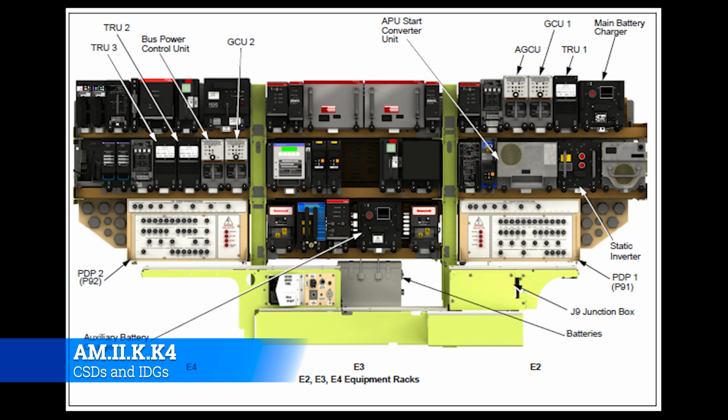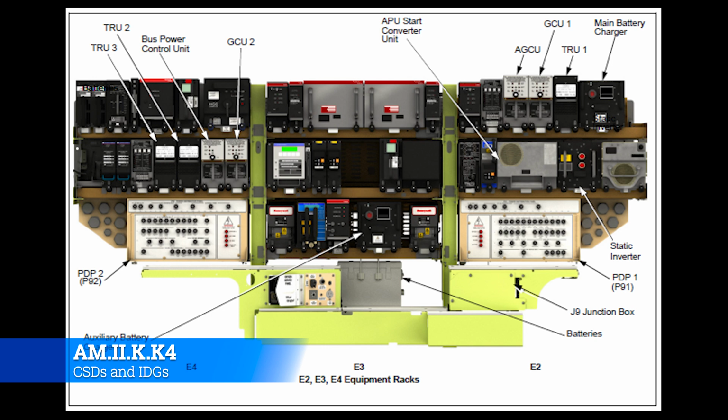So top left, you have the transformer rectifier 3 and 2, the bus power control unit, the BPCU, and GCU2. Notice that GCU will control that side of the airplane's generator. Then over on the far right, the APU start converter unit, a power distribution piece for the APU system. AGCU up at the very top is the APU generator control unit, and the GCU1 for the other generator.